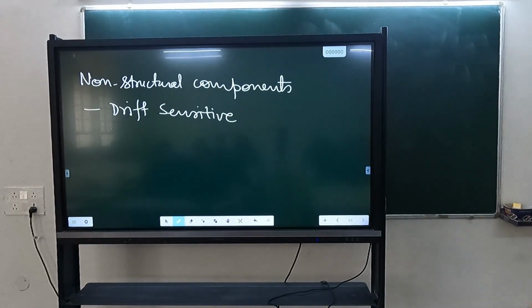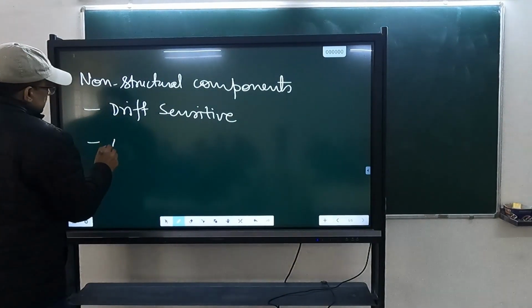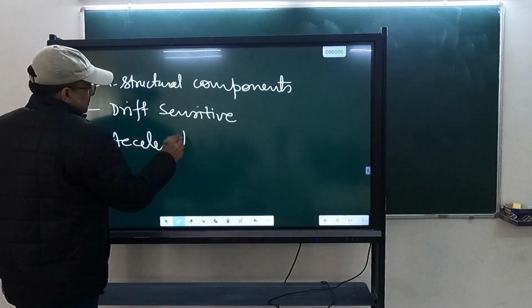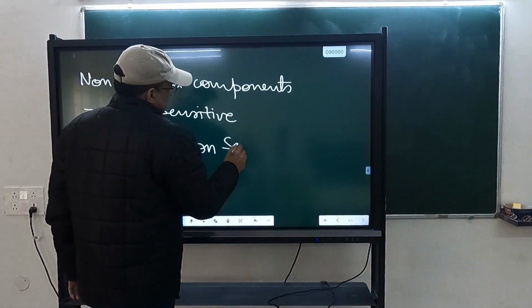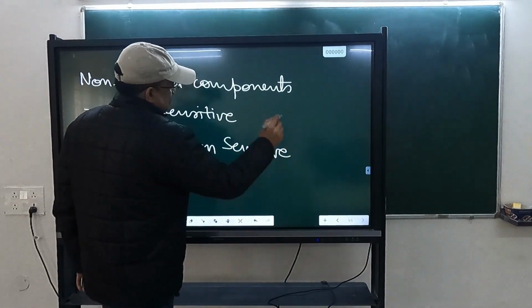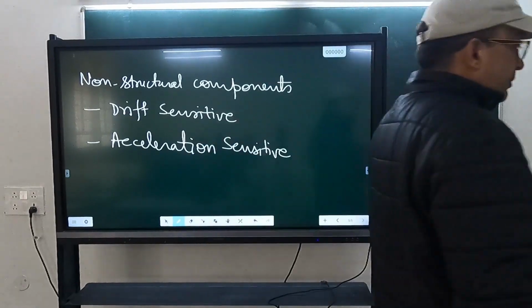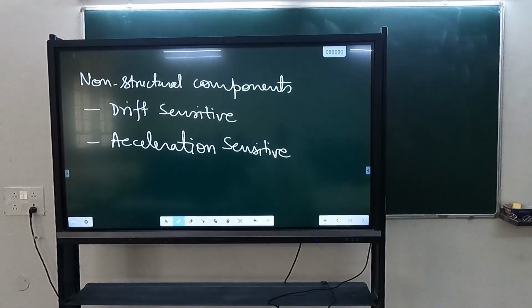Then we have acceleration sensitive non-structural components. Their behavior is governed by floor acceleration. Those are generally connected to 1 floor. Whatever the acceleration at that floor, they are either simply placed over the floor or anchored to the floor. If we have to avoid toppling and sliding of any equipment, we have to anchor it. And how much force will develop in those anchors will depend upon the floor acceleration.